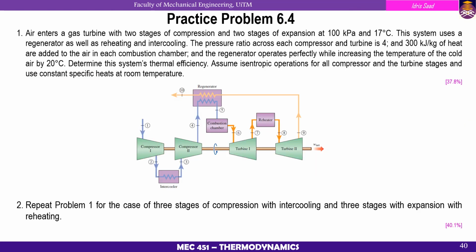This is practice problem 6.4. There are two questions in this practice problem related to the Brayton cycle with intercooling, reheating, and regeneration for the gas turbine engine. As usual, please complete this practice problem. If you have any problem regarding this practice problem, you can always ask me through our WhatsApp group.